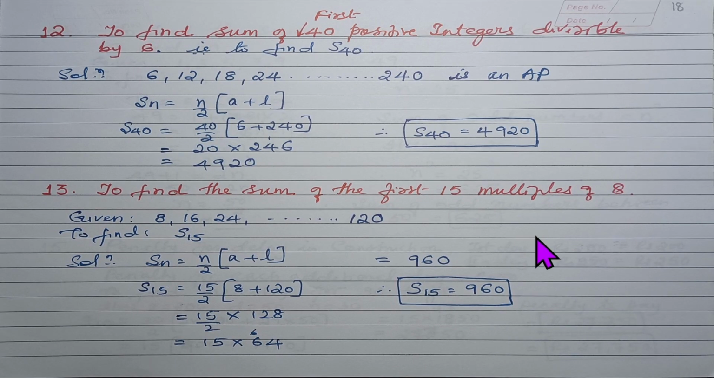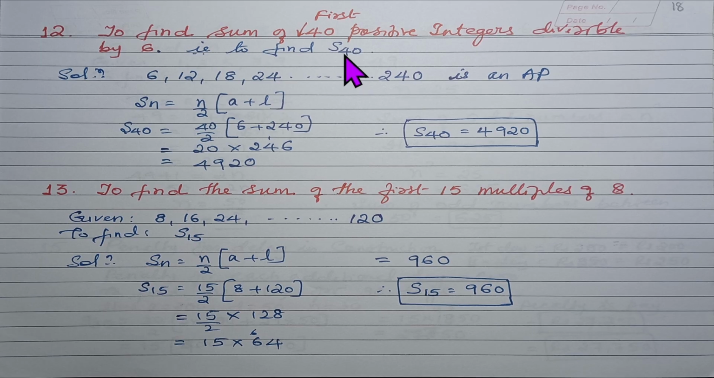Now coming to the next example, to find the sum of the first 40 positive integers divisible by 6. Please understand, to find the sum of first 40 positive integers divisible by 6. That means we have to find S40. Okay, now let us see what are the terms of the AP first. Now they are divisible by 6, so it is 6, 12, 18, 24, and so on, but the 40th term will be 6 into 40, that is 240. So these are the terms.